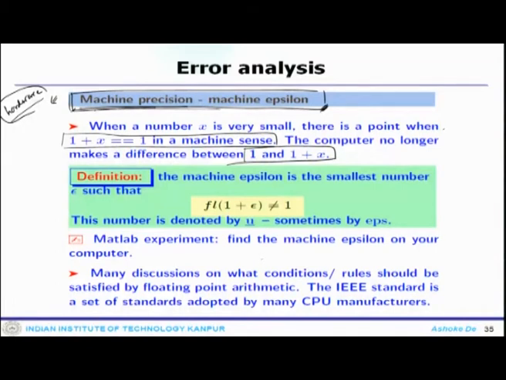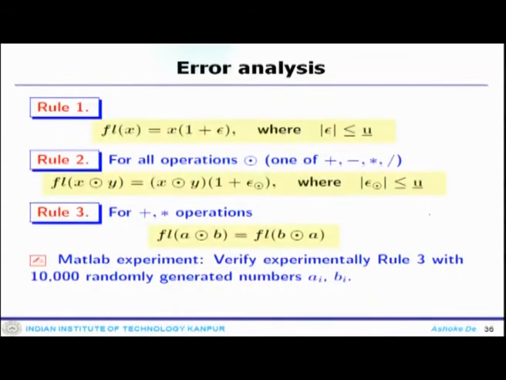So, in a nutshell, if I put them in a mathematical expression, the machine epsilon is the smallest number epsilon such that floating point of 1 plus epsilon is not equal to 1. This number is denoted by u, sometimes epsilon. Okay. Many discussions are going on about rules for this kind of calculation, how to get a precise machine error.